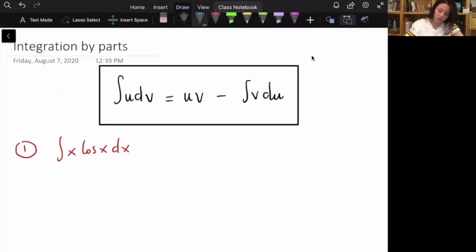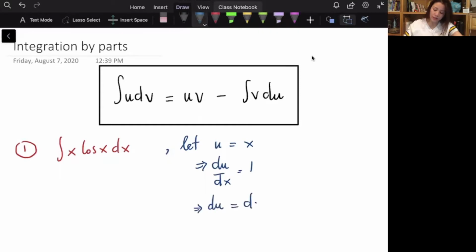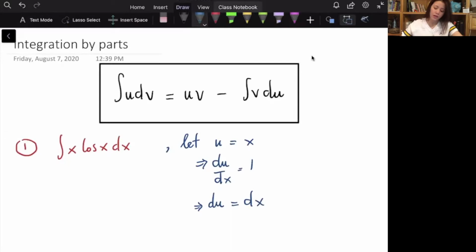So we're going to let u equal x. Why? Because when I take the derivative of u with respect to x, I get 1. You want it to be simpler. So this means that du equals dx. And for the other part, I can let dv equal cosine of x dx. If I take the antiderivative of both sides, I have v equal, well, the antiderivative of cosine of x is sine of x.